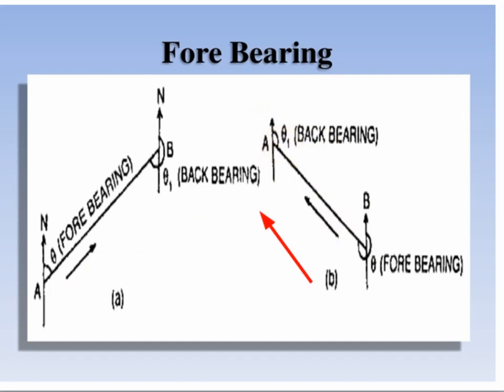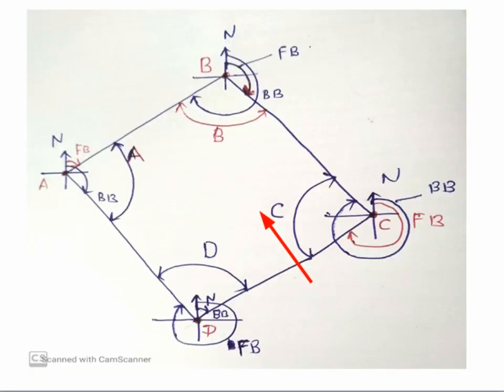So to understand it better, just see this traverse. Let A, B, C and D be the different stations over the ground.